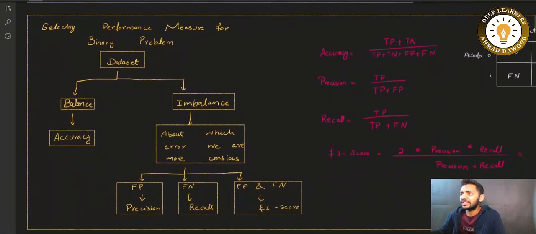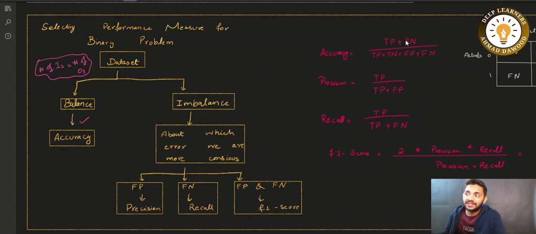So in the last session we have seen four measures: accuracy, precision, recall, and F1. Whenever you have to select a performance measure for a binary problem, you have a data set, and first you have to check what type of data set you have. If you have a balanced data set, meaning the number of zeros and the number of ones are almost equal to each other in your actual data set, then you can use accuracy, no matter for which error you are more conscious. Whether you are conscious about false positives or false negatives, for both you can use accuracy. And we will also discuss the reason behind that.